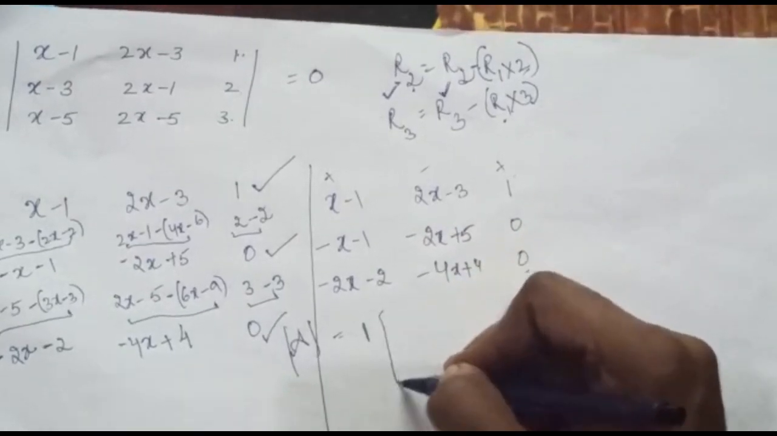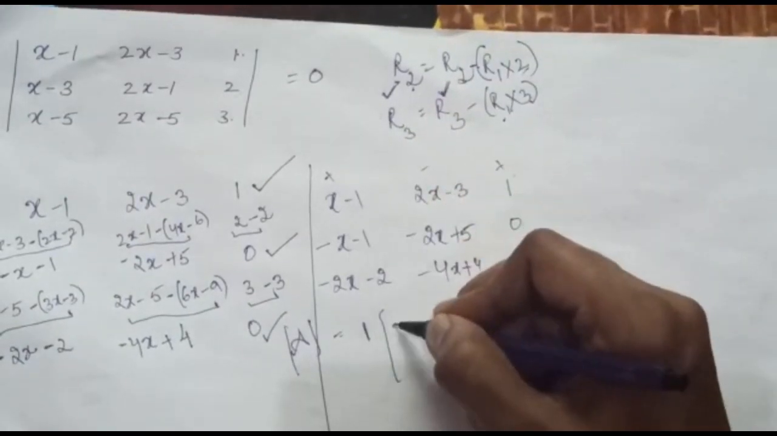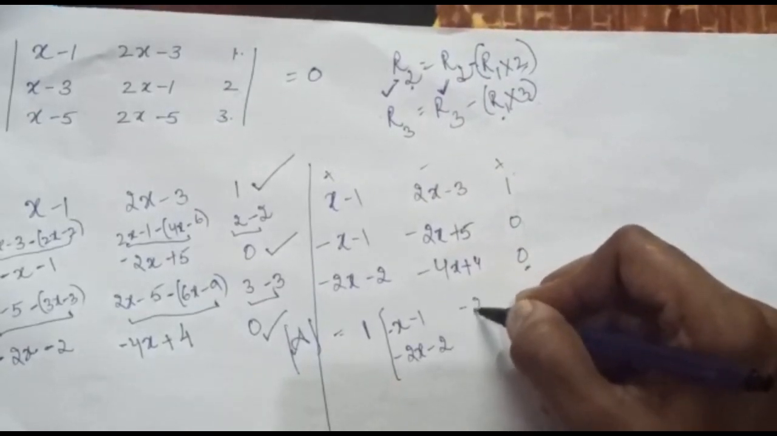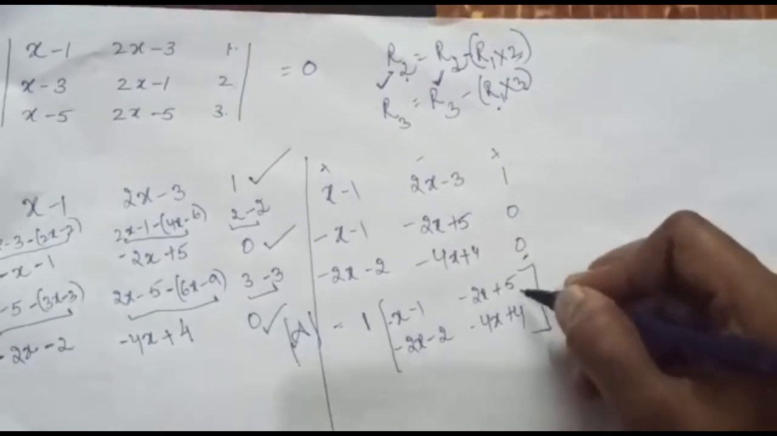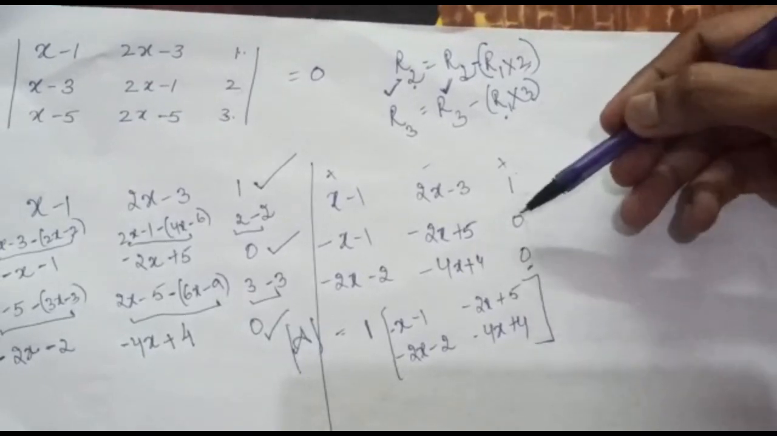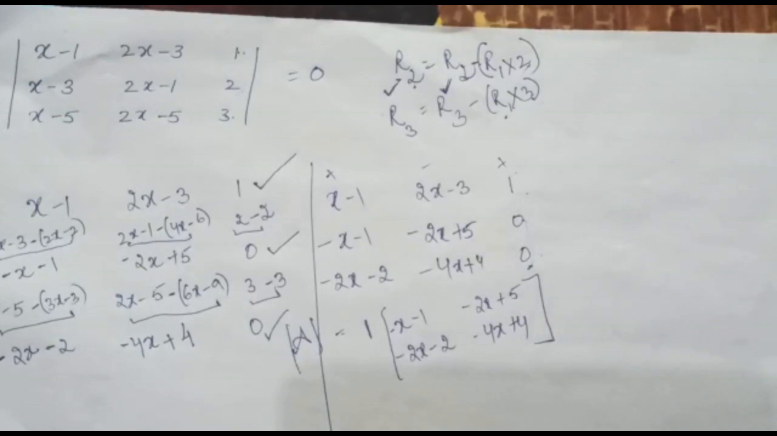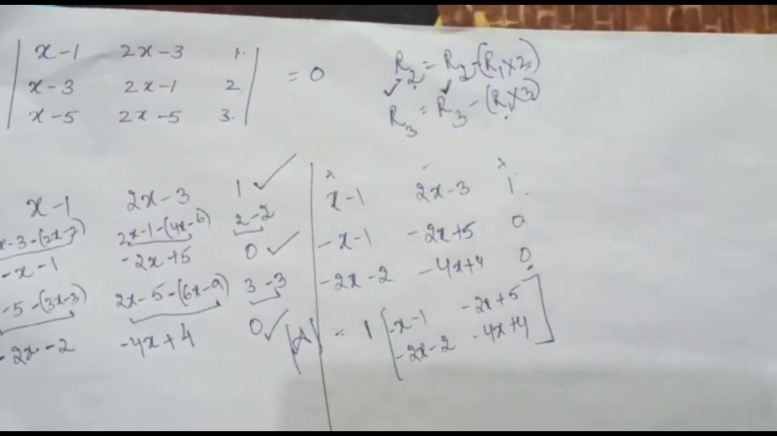I am going to start from here. So 1 is outside. When 1 is out, delete this column, delete this row, and we are left with minus x minus 1, minus 2x minus 2, minus 2x plus 5, minus 4x plus 4. For the rest we need not calculate because that is going to be 0. When 0 is outside, there is no need to calculate that part. So only this part will be solved for calculating the determinant. The rest, as we did initially, you need not do.